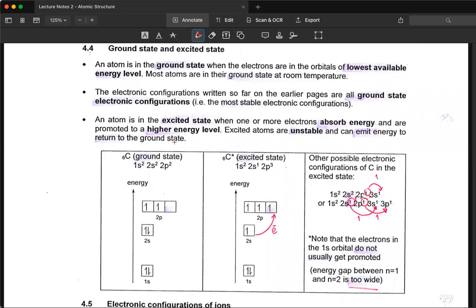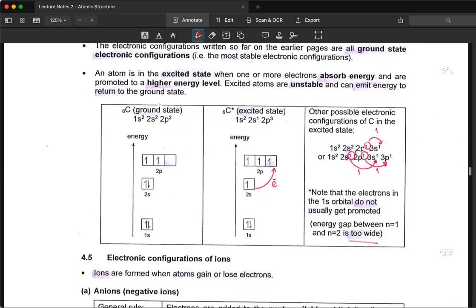But there's a possibility that the atom could be excited, could be in the excited state, when these electrons absorb energy and are promoted to a higher energy level. These excited atoms become unstable and emit energy to return to the ground state. So we have the ground state, and when these electrons over here in the 2s orbital get excited, should I say absorb energy and move to the excited state, it will move to a higher energy level, 2p. So it is possible for such a scenario to happen.